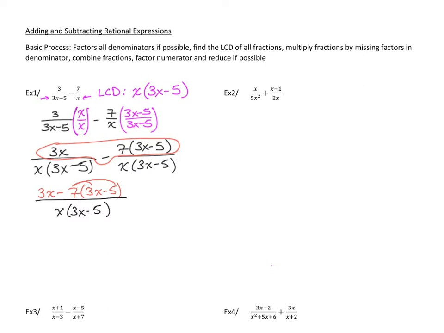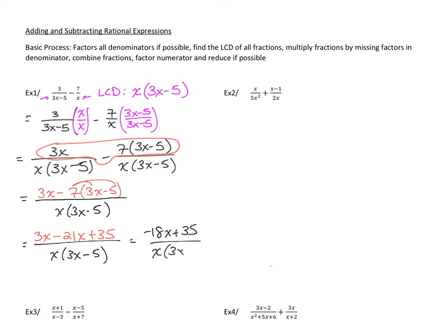So in the numerator, we have 3x minus 21x if you distribute the 7, plus 35, and that'll be all over x times 3x minus 5. And there's no need to distribute anything out or multiply or simplify the denominator. And then we can combine the like terms in the numerator, giving us negative 18x plus 35 all over x times 3x minus 5. And there goes the simplified version of this rational subtraction up here. And you want to check very quickly, and I didn't say anything because I know it doesn't factor, but the numerator here will not factor, so this will be the final answer.